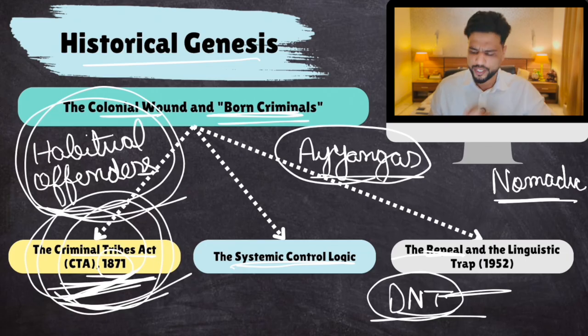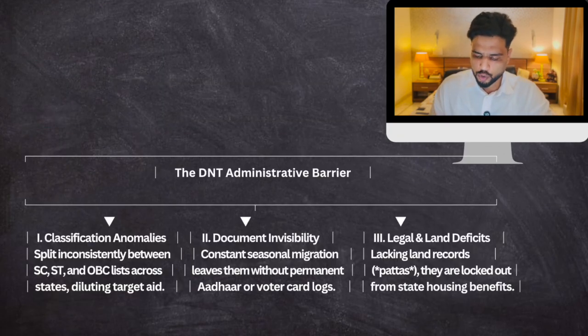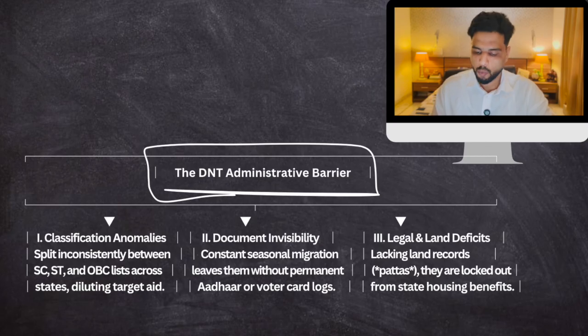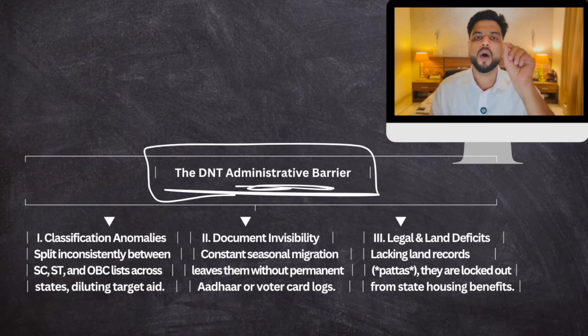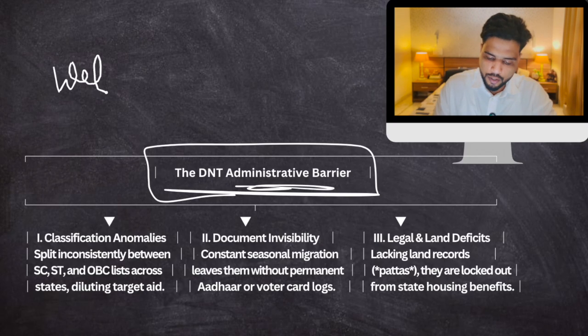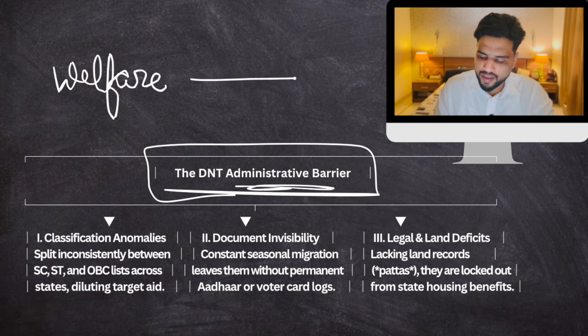Though now the situation has improved. So DNT administrative barrier. Now, what do you mean by administrative barrier? As to why is it difficult to provide welfare to these DNTs?